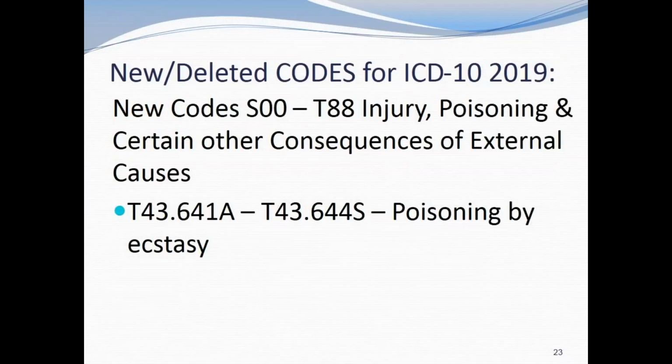All right. And then there are some new codes in the S00 through T88, which is injury, poisoning, and certain other consequences of external causes. T43.641A through T43.644S, and I'm sure you're all aware of the A, D, and S. All of this has been added basically because it's poisoning by ecstasy. So that's something I just wanted you all to be aware of, just in case you need that.